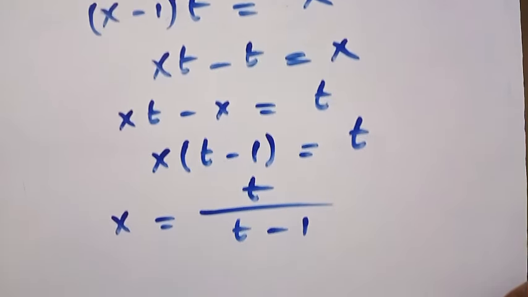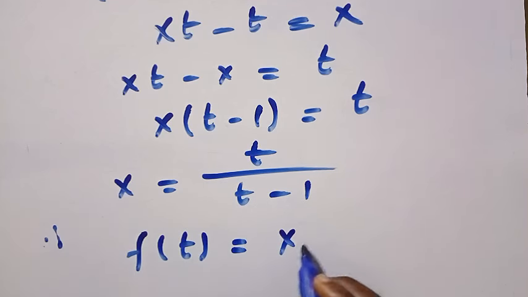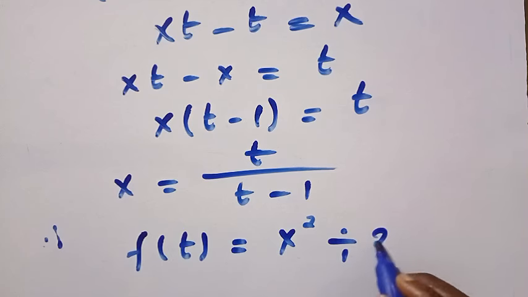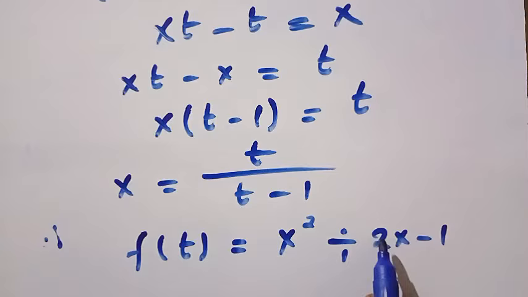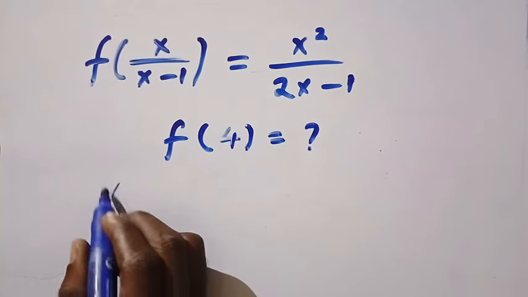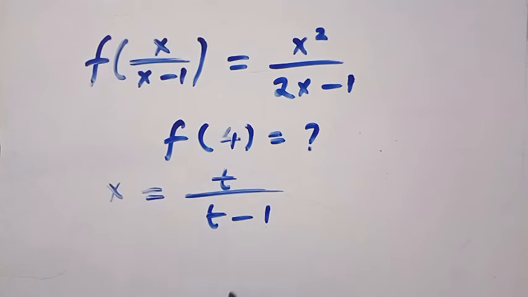And we are going to replace this in the function, which then becomes f of t equals x squared divided by 2x minus 1. We can use long division or short division. So we are going to start replacing all this. We need to find x squared and we need to find 2x minus 1. Then we couple the two together. Since x equals t divided by t minus 1, let's start substituting.